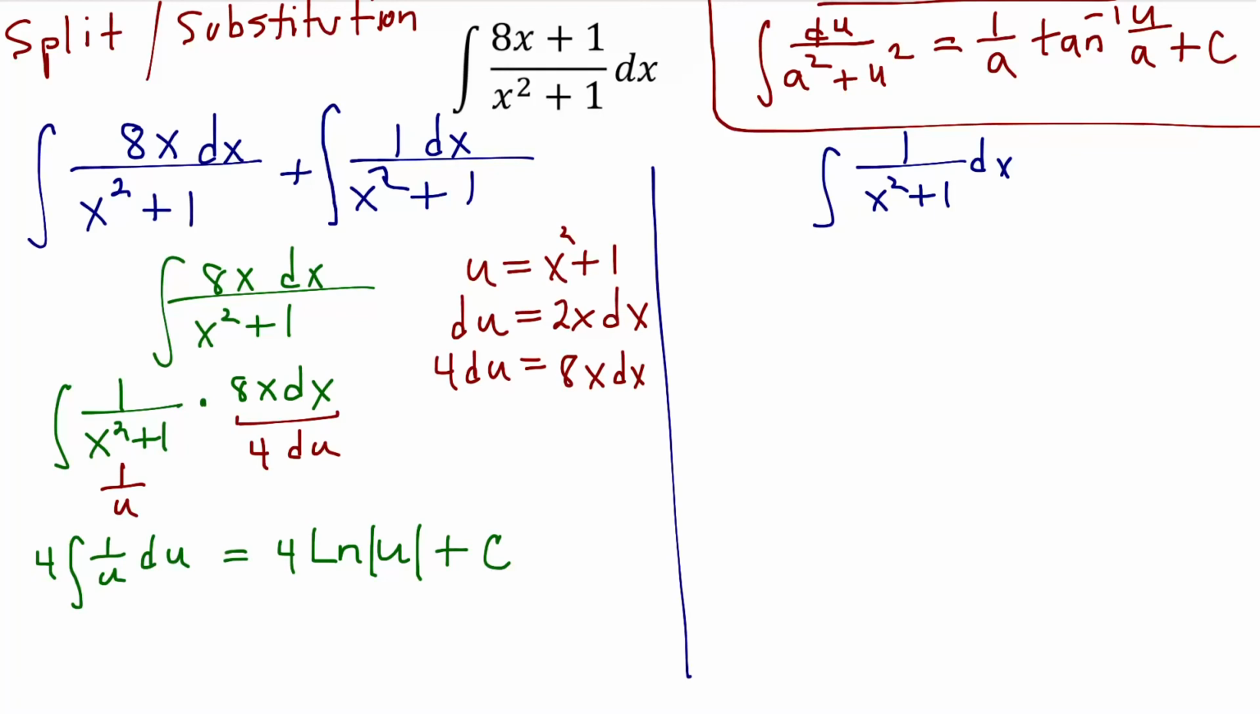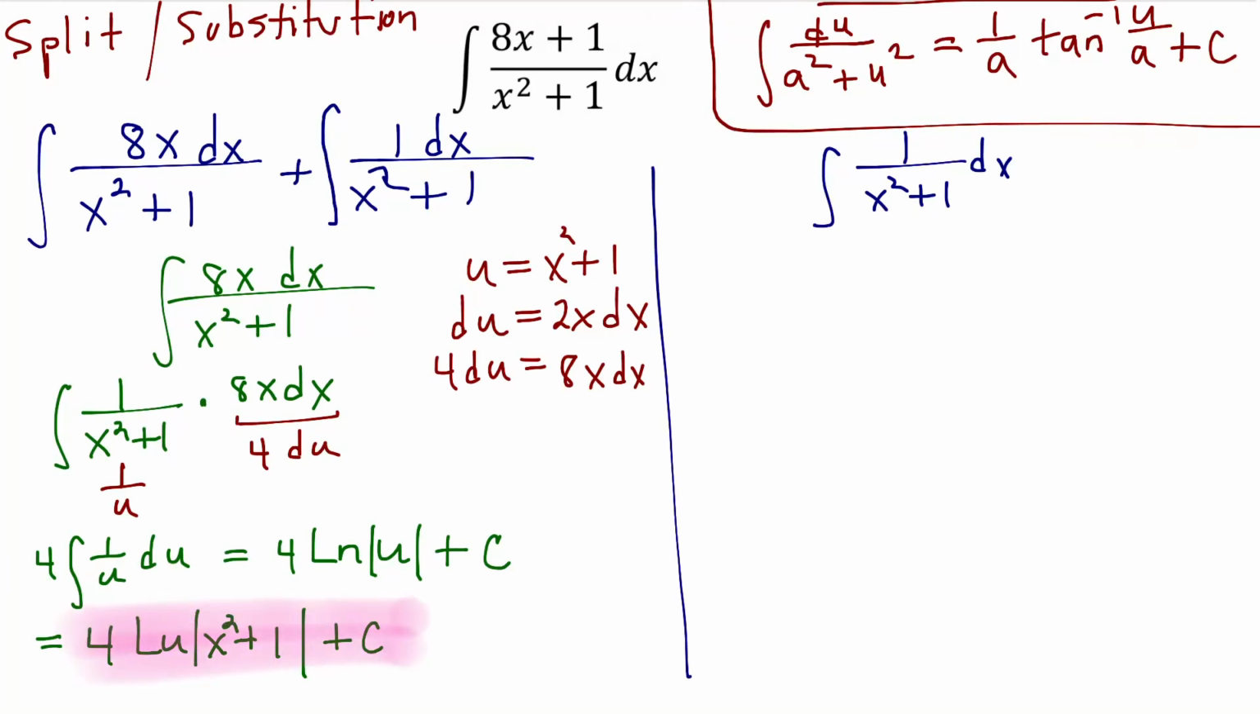So now I can say that's equal to 4 times the natural log, putting u back in. X squared plus 1 is u, plus c. So this is my left piece of it.